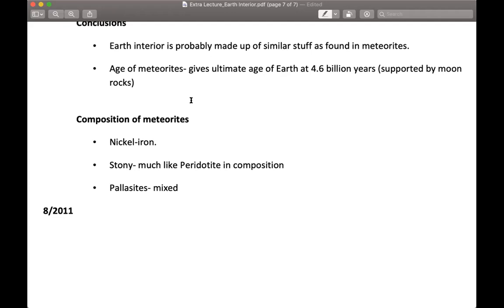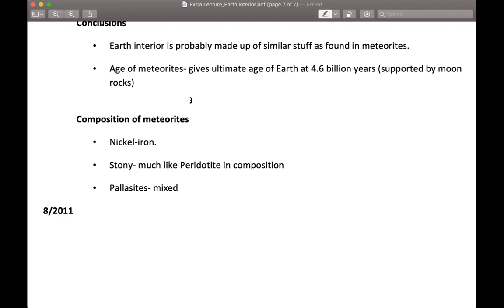So the composition of the meteorite is mainly nickel and iron, because at the time of Earth's formation we had nickel and iron. That's why they sank into the middle part of the Earth, that means the deepest part of the Earth, to form the core, right? Then stony. It can be stony, much like peridotite in composition. Peridotite means silicate, the mantle type of material, right? The crust is a product of mantle, right, for the Earth. So therefore, at the very beginning, we had only the core and the mantle, Earth. So meteorites are similar in composition to that original composition of the Earth.